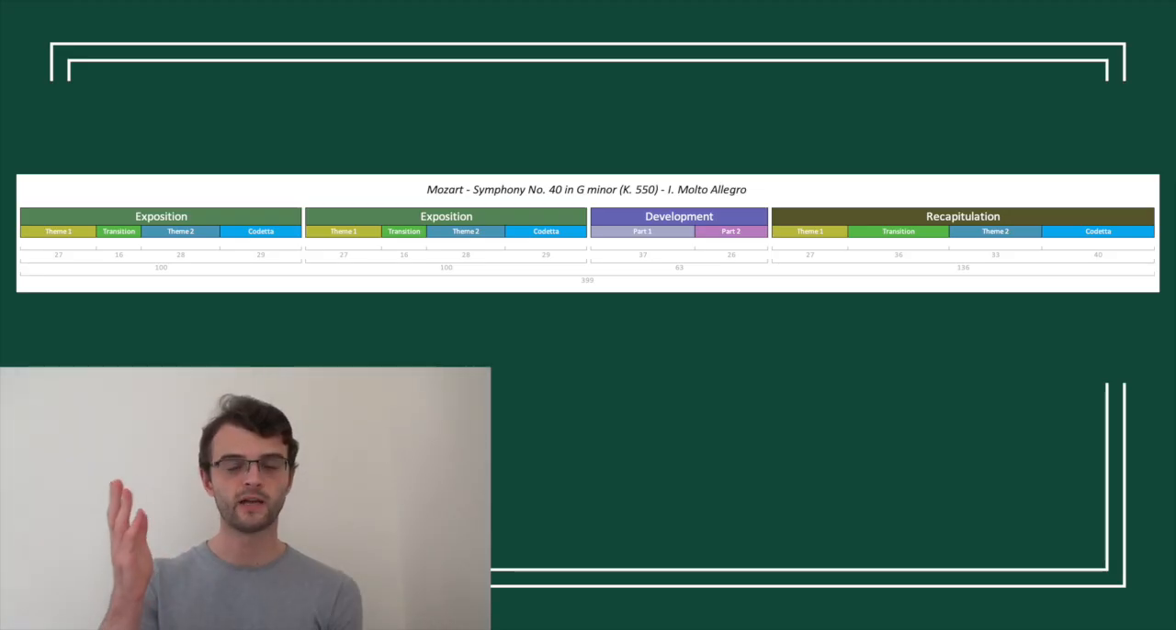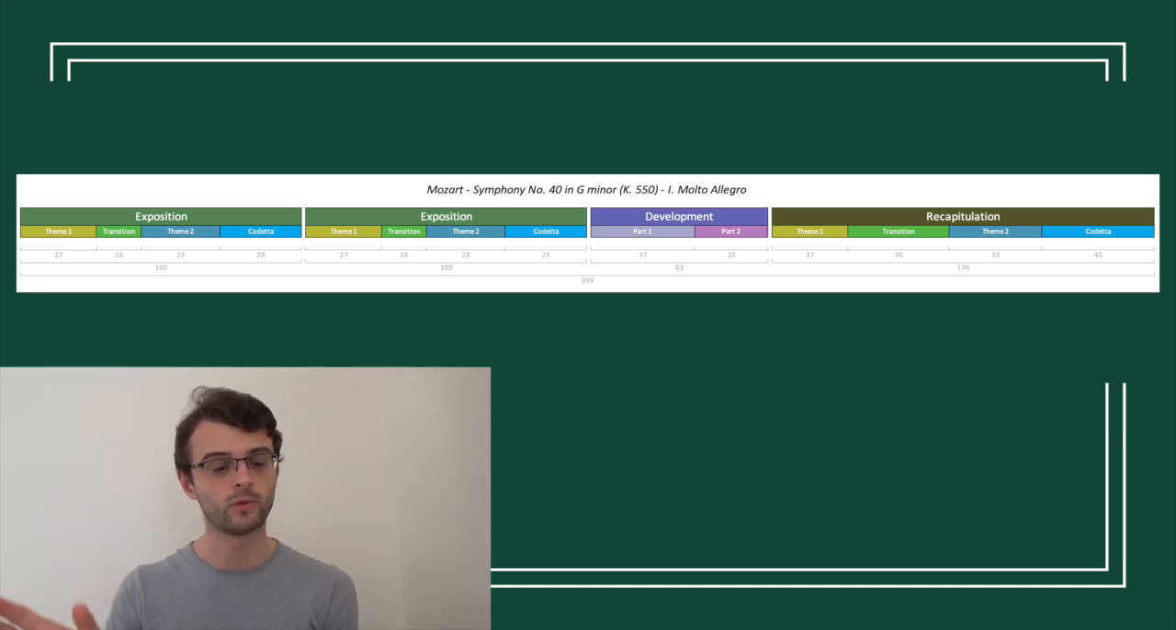So here is the first movement of Mozart's Symphony in G minor, number 40. You'll know it, it's this one. And I've made a diagram of what's going on.